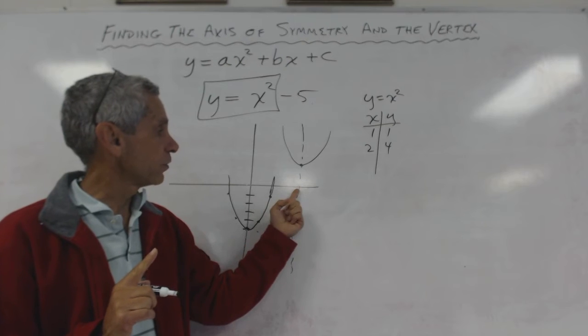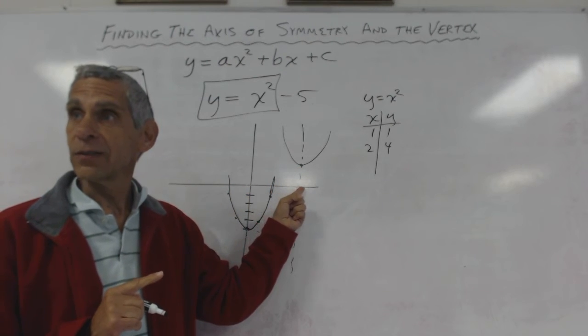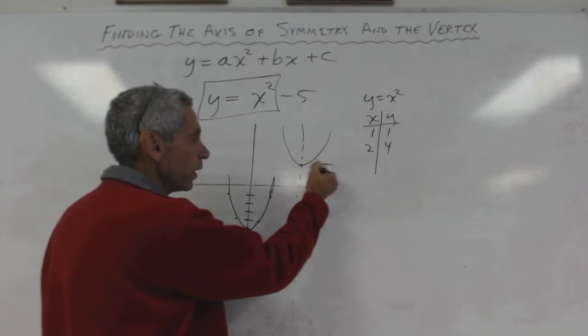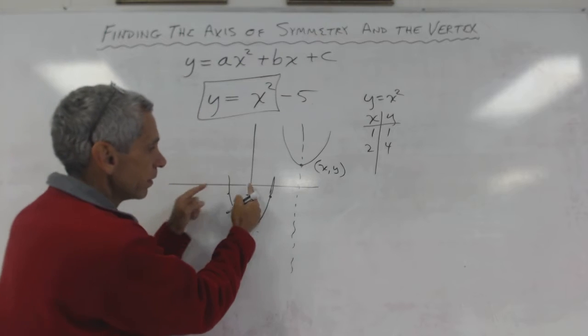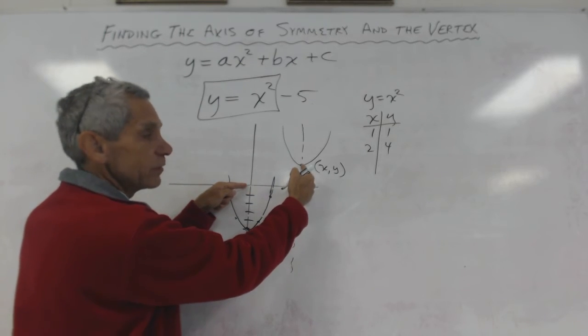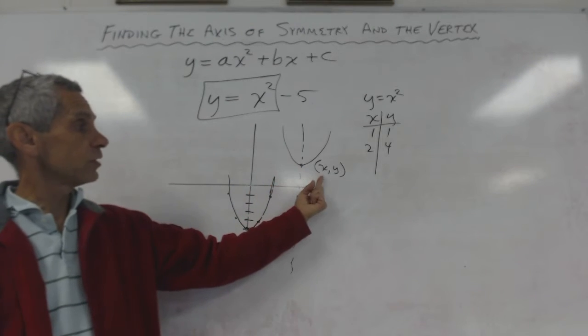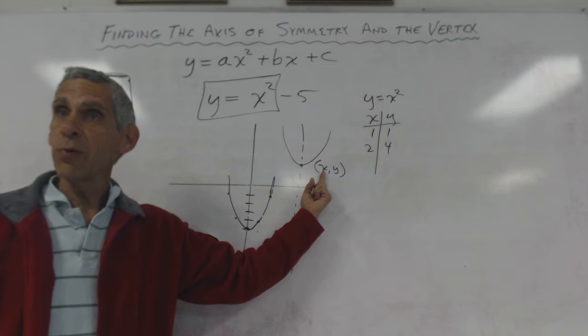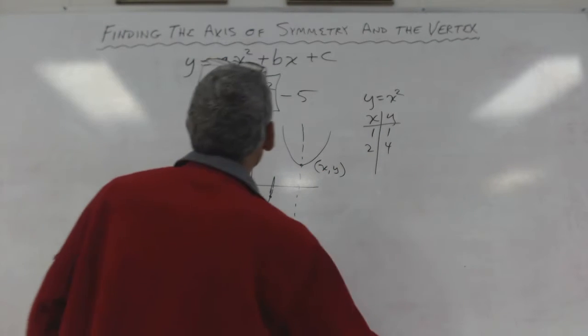If this was my axis of symmetry, notice my x would be the number that the axis of symmetry is. At this point, right here, would be x comma y, right? That's the x of the axis of symmetry. That's what the x would be. So if I know the axis of symmetry, I know the first part of my point. You see that? So, here we go.